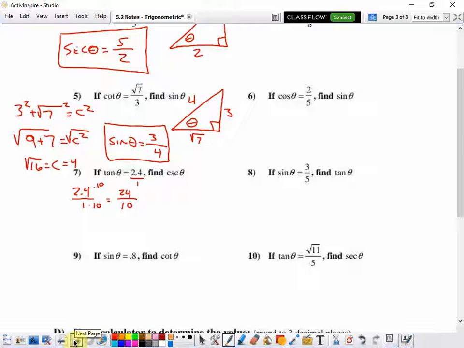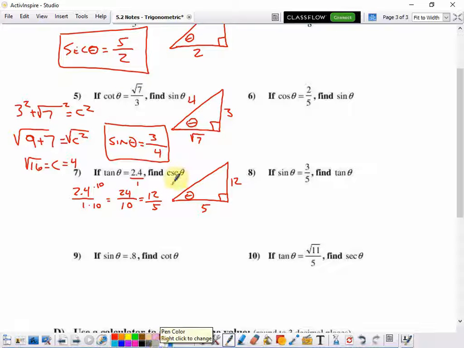And that can be further simplified because both are divisible by 2, so I'm going to end up with 12/5 as my simplified version of 2.4 over 1. So tangent is opposite over adjacent. 2.4 over 1 is the same ratio as 12 over 5, so my opposite over adjacent is in the ratio of 12 to 5.